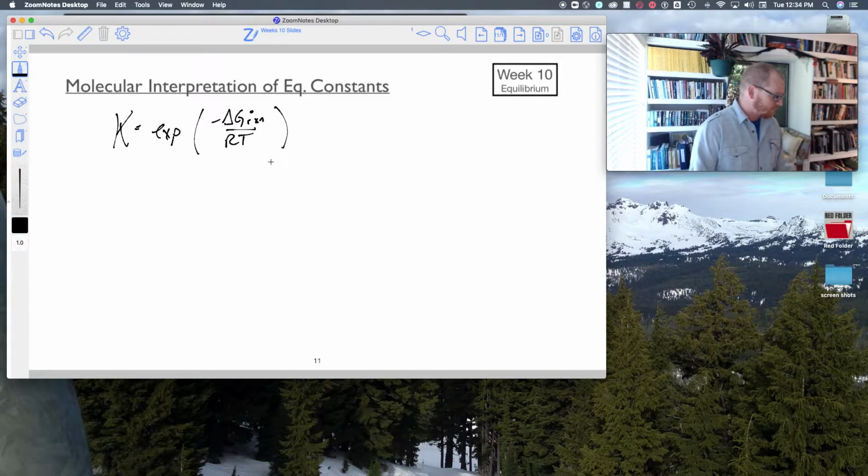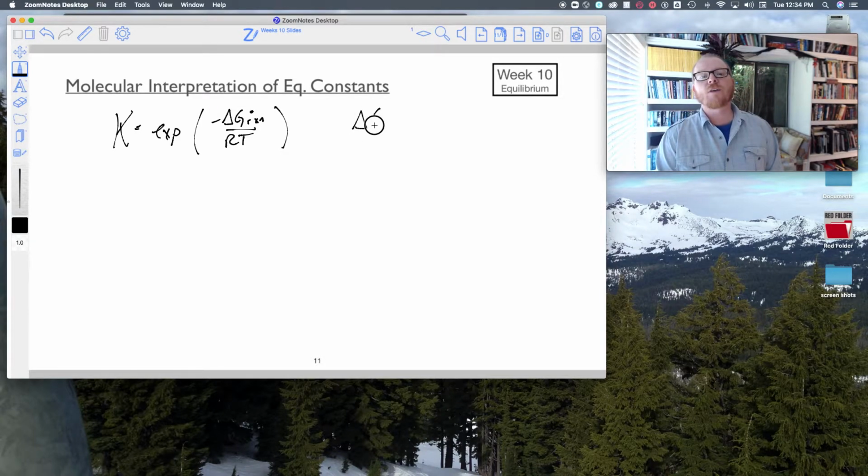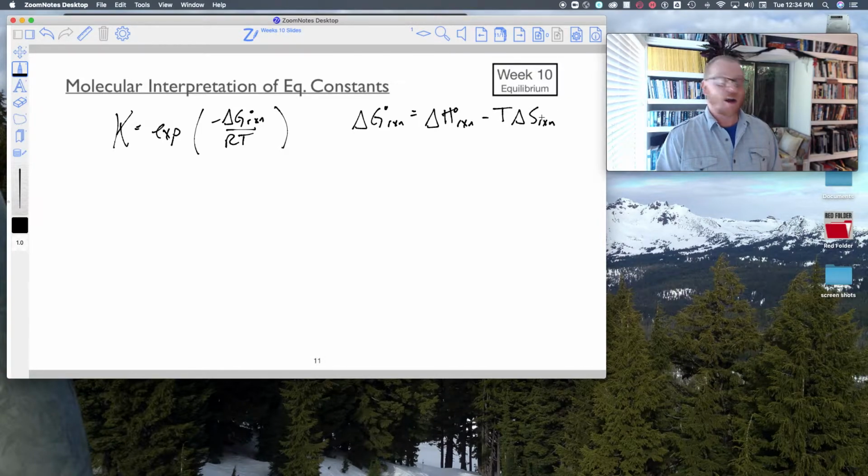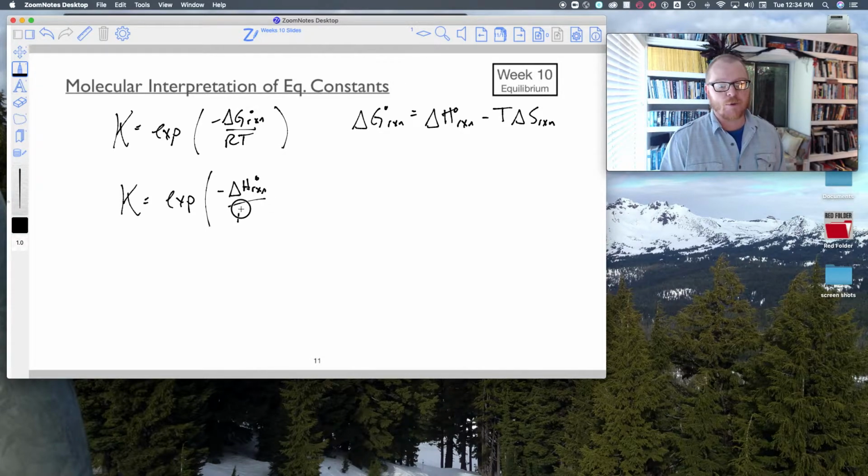by RT. Okay, we can write that the standard free energy of reaction is equal to the following: delta H of reaction minus T delta S of reaction. And so I can substitute that into K. And this would have been an exercise that we would have played with more in Igor with some data fitting. But you guys are probably sick of data fitting, so we're going to move on.